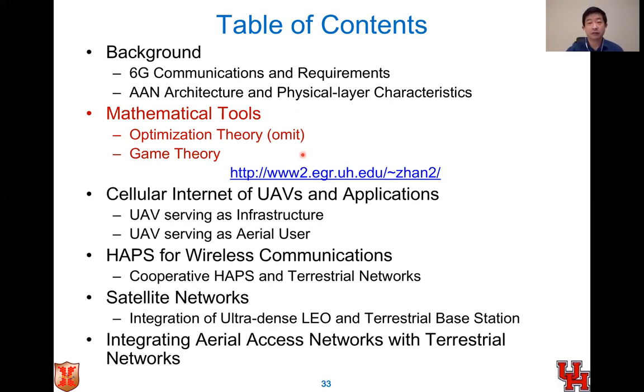Anyway, the second part we will talk about is this kind of mathematical tool. And I will omit the optimization in this talk, and I will talk about optimization next one.